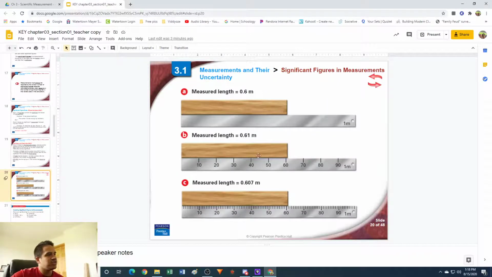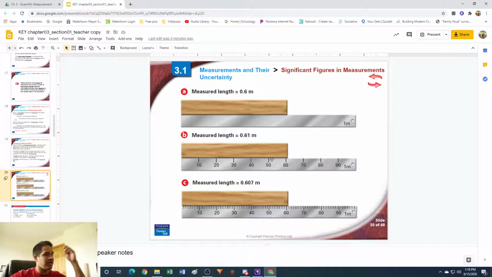Okay, so this just shows you an example of how significant figures really come into play. In this first estimate, we're using a piece of metal to measure the length of a piece of wood. The piece of metal is 1 meter long. Using this piece of metal with no other markings on it, we could maybe estimate this piece of wood to be 0.6 meters. We'd have one significant figure.